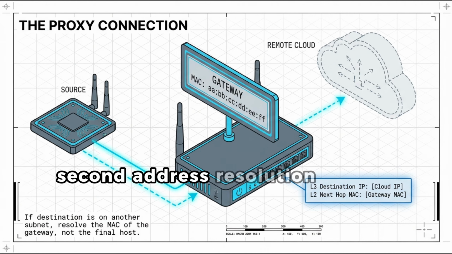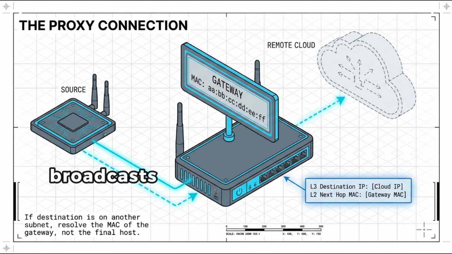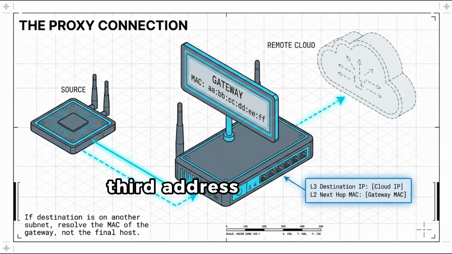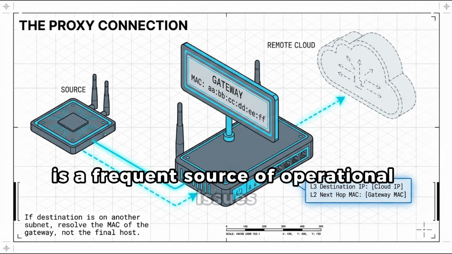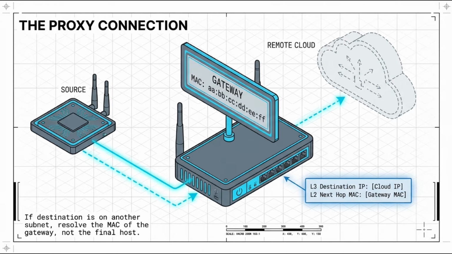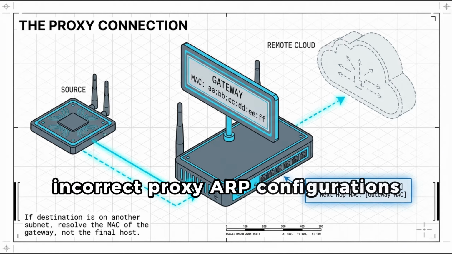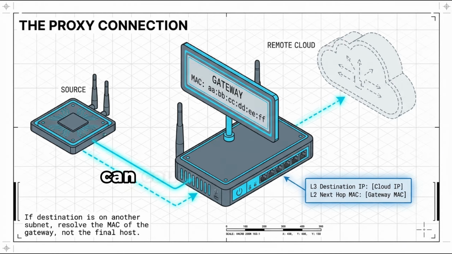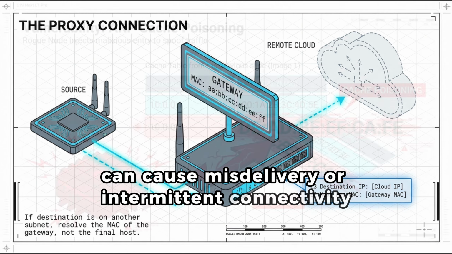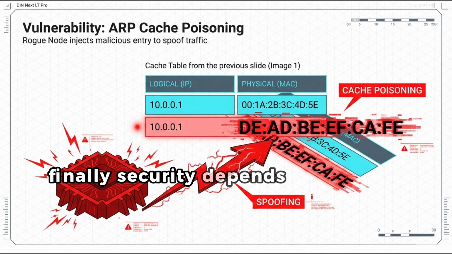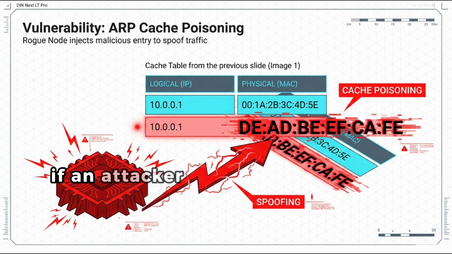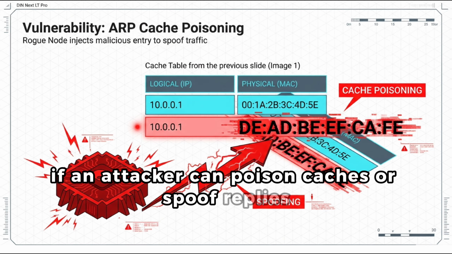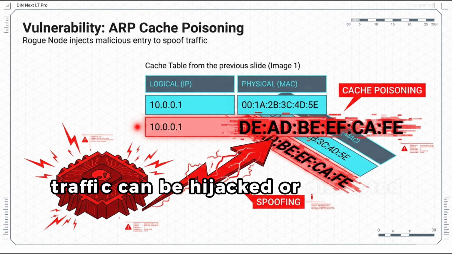Second, address resolution affects performance. Broadcasts and multicasts used for discovery consume bandwidth and CPU, and cache misses cause additional latency for the first packet. Third, address resolution is a frequent source of operational issues. Stale cache entries, incorrect proxy ARP configurations, or misbehaving devices can cause misdelivery or intermittent connectivity. Finally, security depends on reliable mappings. If an attacker can poison caches or spoof replies, traffic can be hijacked or disrupted.